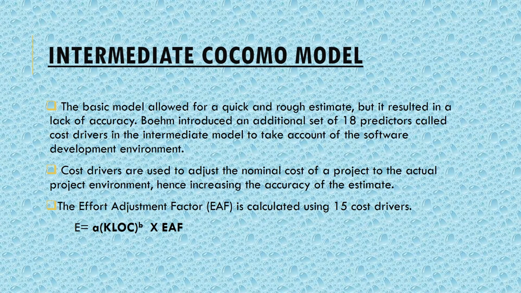Now the next category is the intermediate COCOMO model. The basic model allowed for a quick and rough estimate, but it resulted in a lack of accuracy. Boehm introduced an additional set of 18 predictors, called the cost drivers, in the intermediate model to take account of the software development environment. These cost drivers are used to adjust the nominal cost of a project to the actual project environment. Hence, they are helpful in increasing the accuracy of the estimate.